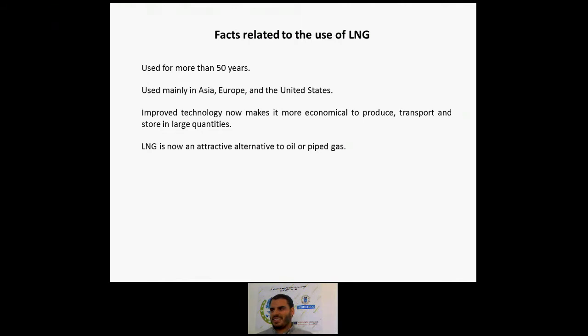Now, for some facts related to the use of LNG, more or less a kind of history of LNG, we could say that LNG has been used for more than 50 years, especially in Asia, Europe, and the United States. Improved technology is now making it more economical to produce, transport, and store LNG in large quantities. These economies of scale have opened up wider markets for its use, where it can compete effectively on price with other sources of fuel.